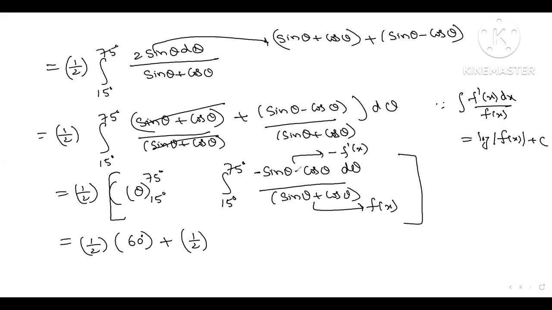Minus sin theta plus cos theta into here minus. So directly write here: denominator is f of x, numerator will be f dash x. So we have the formula log of sin theta plus cos theta from limits 75 degrees to 15 degrees. So 1 by 2, the 2 and 30 get cancelled.